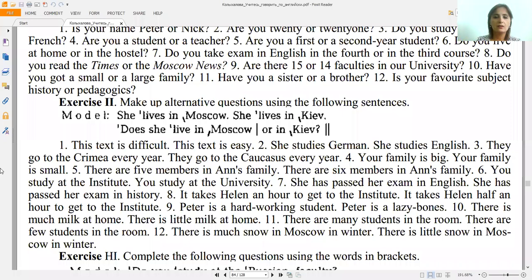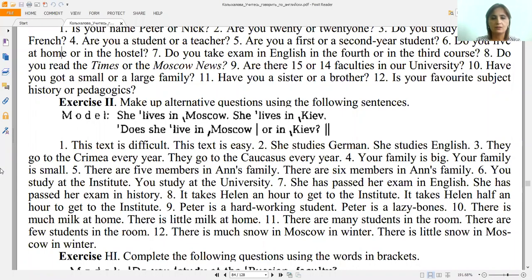Okay, good, thank you. And Shahzoda, the next example. There are 5 members in Anne's family. There are 6 members in Anne's family. Are there? Shahzoda, which one of you would like to read this example, please? Are there 5 members in your family or 6? In Anne's family, not in mine. Are there 5 or 6 members in Anne's family? Okay, thank you. Right, you are.